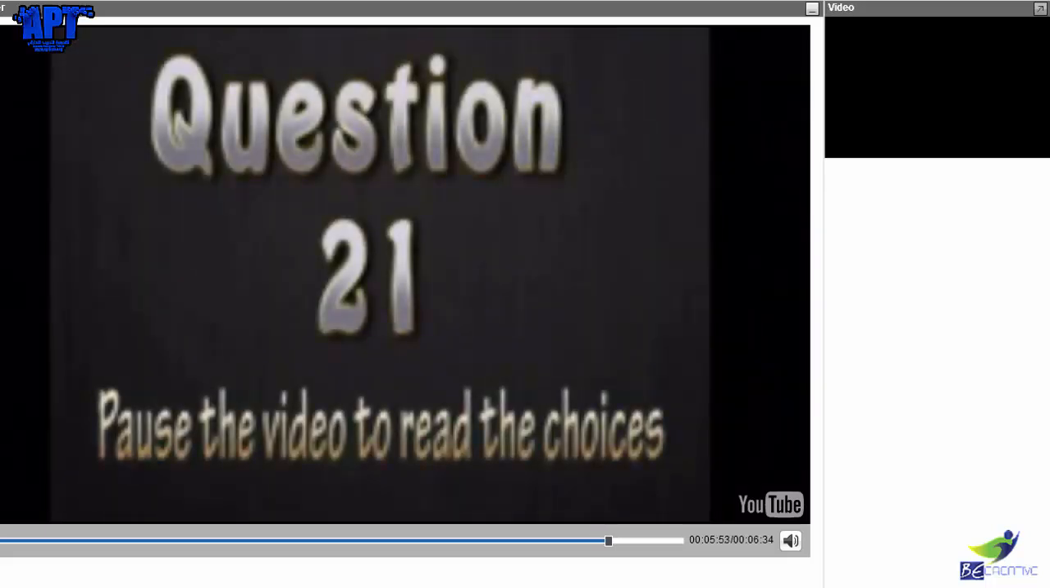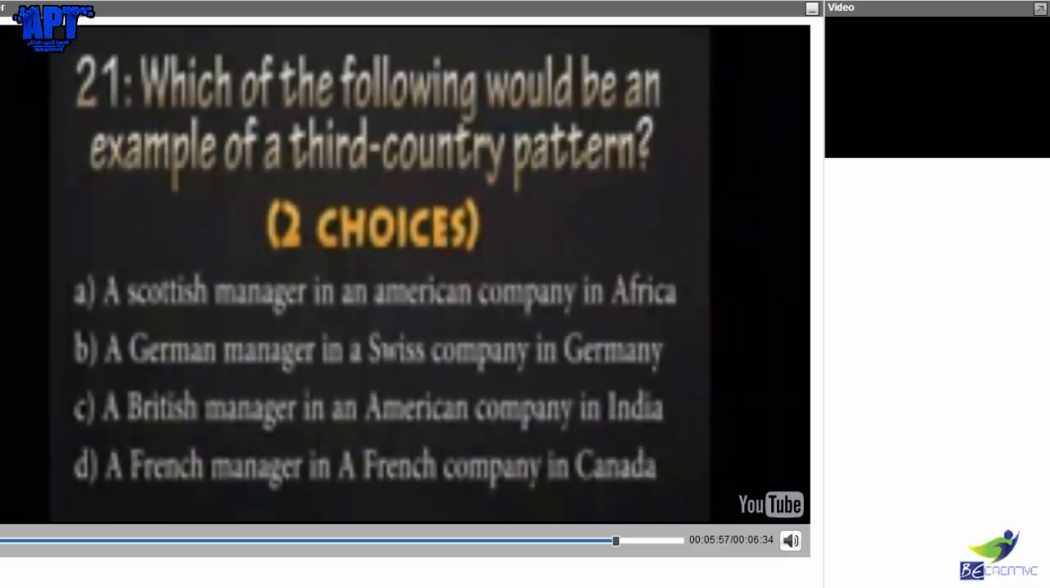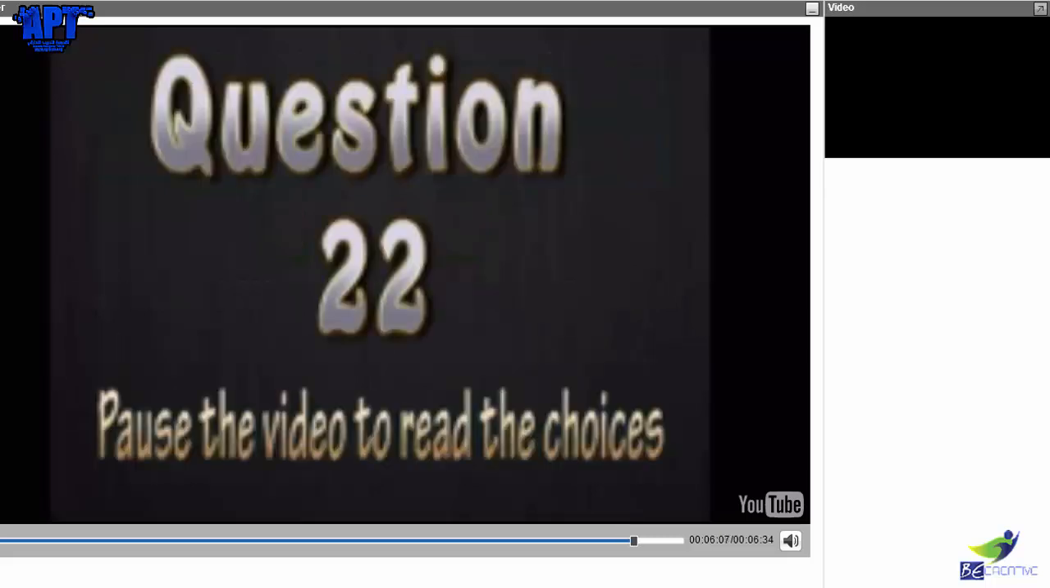(21) Which of the following would be an example of a third country pattern? (22) According to the professor, how do senior-level Japanese managers view their assignments abroad?